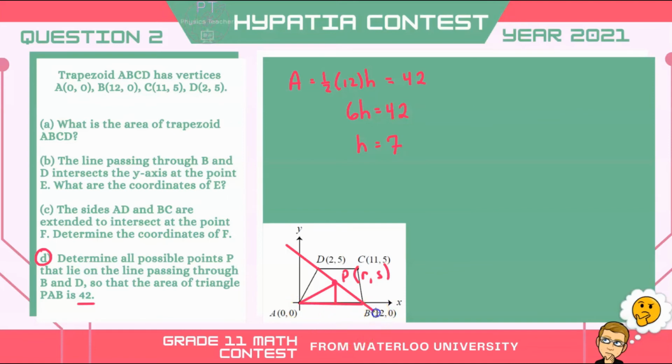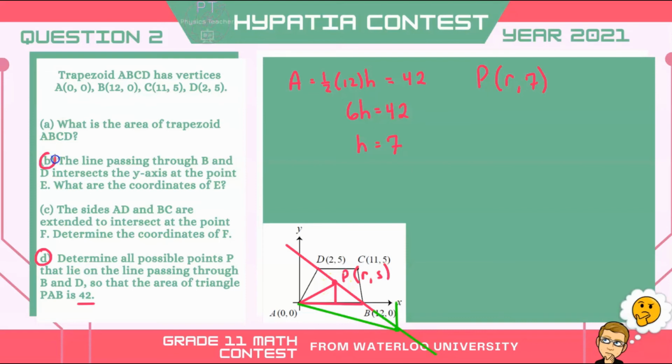However, if we also extend this line, we can see that there could be a P here that would also give you an area of a triangle to be 42 if the height is 7 units below our line AB. So far we have two options for P. So let's start by looking at the case where P has coordinates R and positive 7. So this is the one where we are above the line AB.